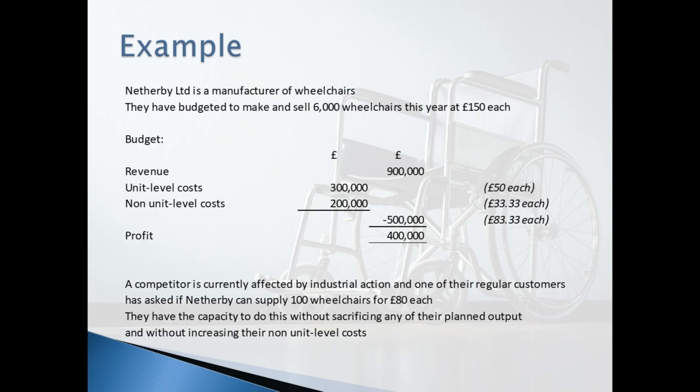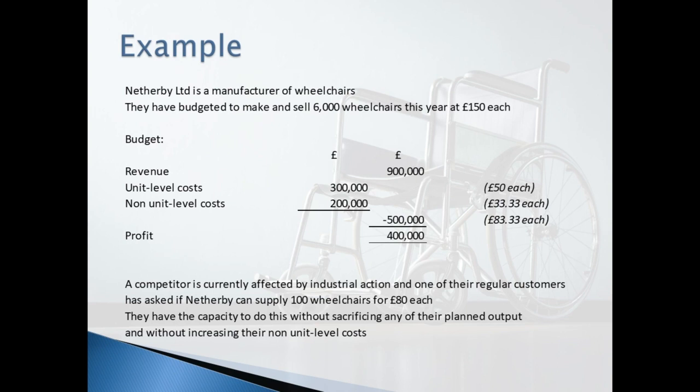Now they've got a competitor who's got a problem. So one of their customers has asked Netherby to do an extra job for them, and they want £80. So they want to buy some wheelchairs for £80. Netherby's got the capacity to do this without affecting their ongoing business and without increasing their non-unit level costs. So they've got two options here. They can either accept the order or just continue on without this order.